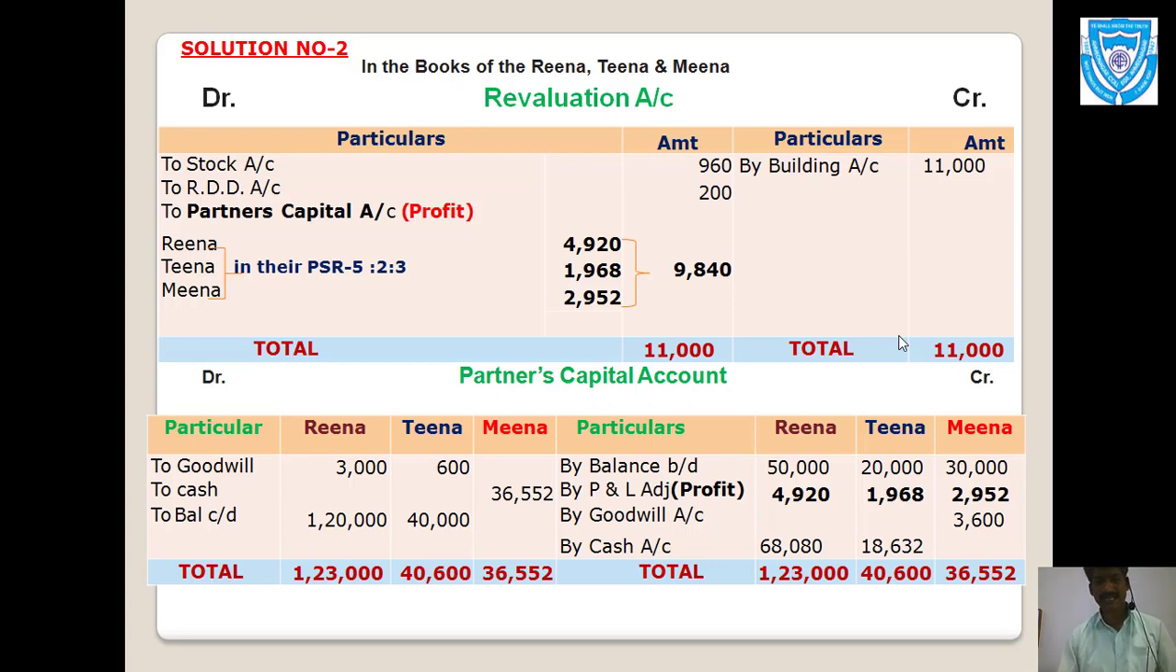So you can see partners capital account. We have taken a balance of partners capital first, 50,000, 20,000 and 30,000. Again, profit is transferred by profit and loss adjustment account. Profit 4,920, 1,968 and 2,952. So profit is transferred to partners capital account.